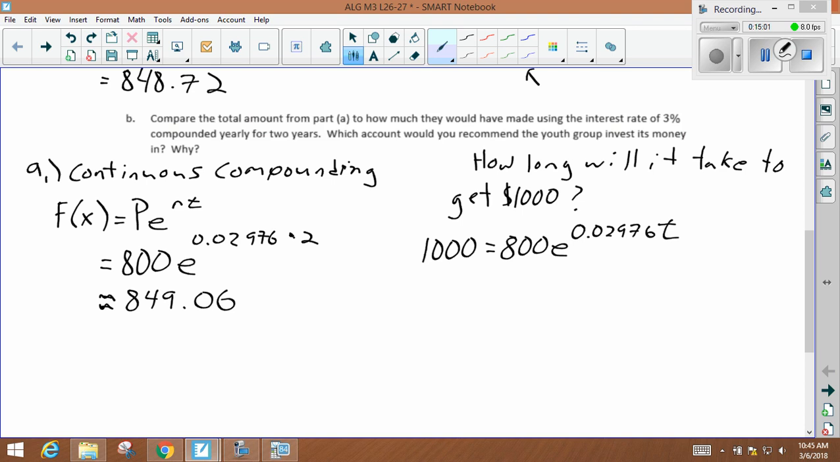Okay. First thing I gotta do is divide both sides by 800, okay? I'm gonna solve this thing. Divide, it's easy, so I get it. It's easy.